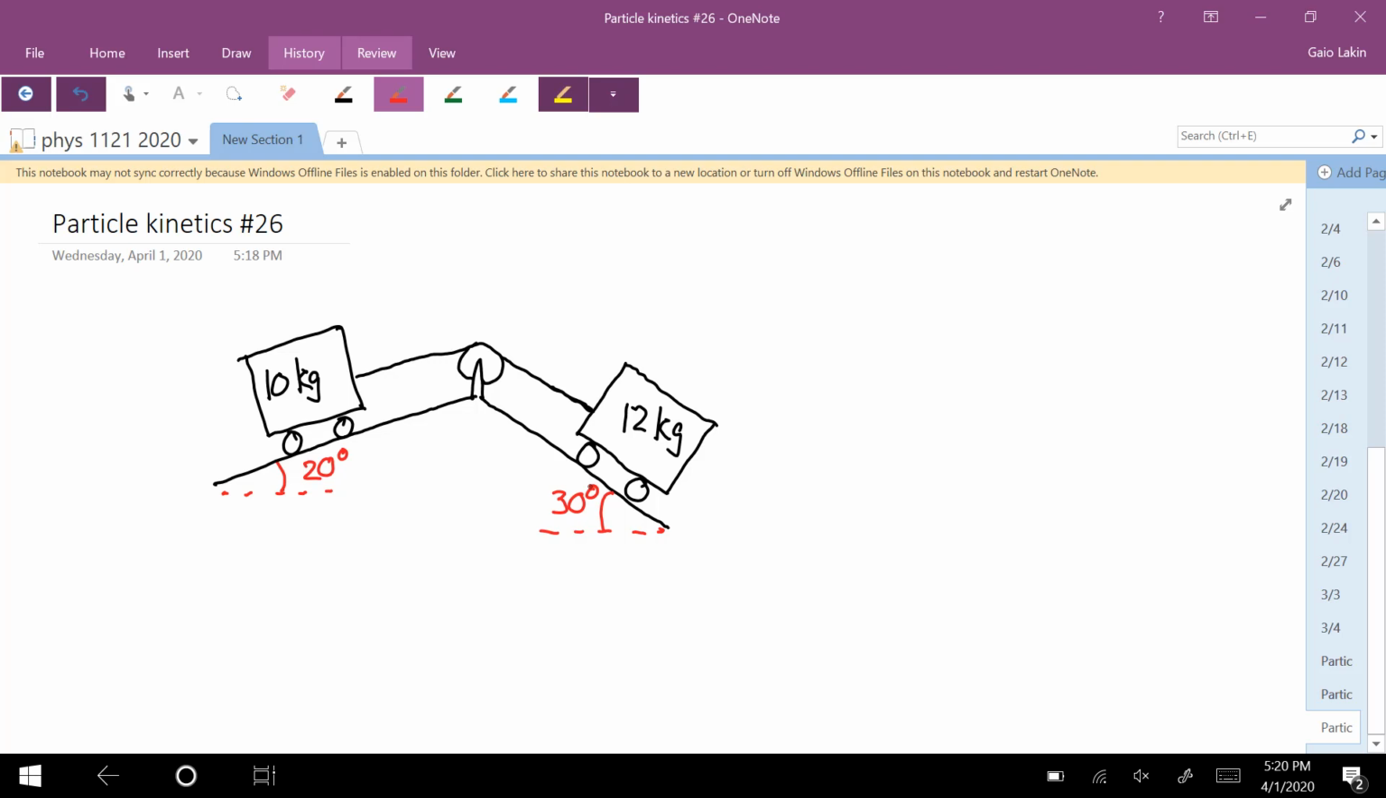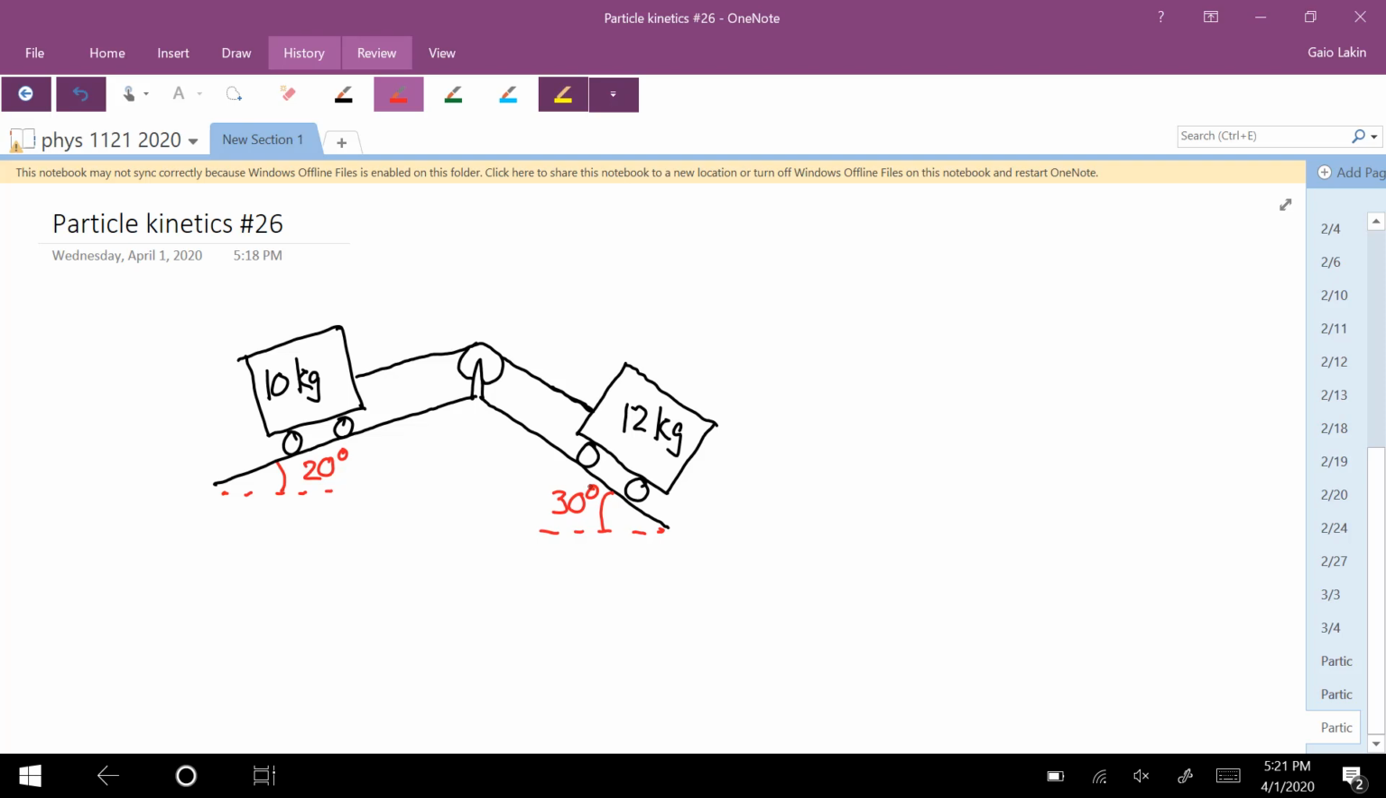It asks for a few things. So I'm not going to go through all the different parts, but I'm going to go through the heart of this problem, which is calculating the acceleration of either one of these and calculating the tension in the cable.